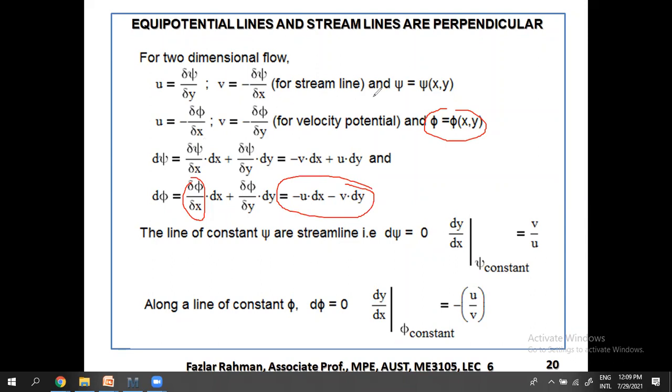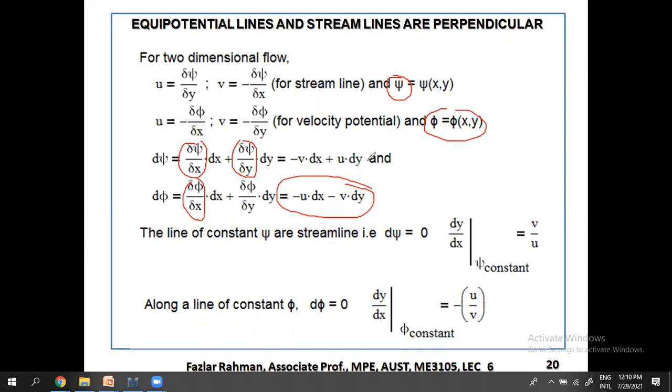Similarly, the stream function psi is a function of x and y. So its derivative is del psi by del x into dx plus del psi by del y into dy. Now, what is this value? Del psi by del x, you see, is minus v. So I got minus v over here into dx. Similarly, del psi by del y equal to u. So I put u over here.